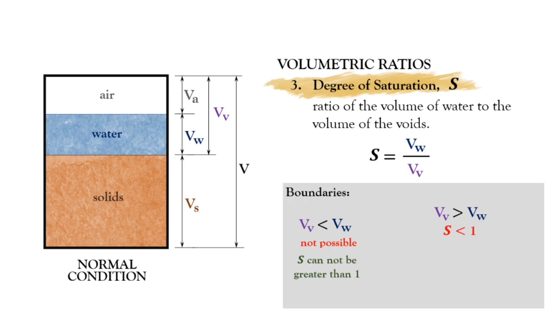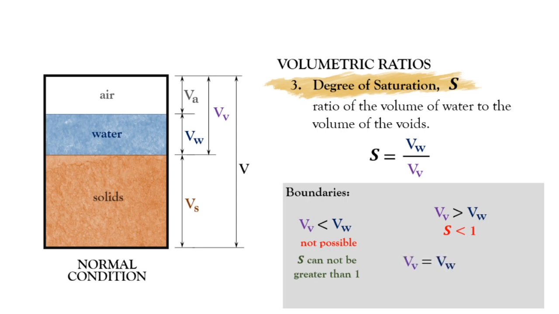At dahil possible naman yan, dahil component lang naman ng voids yung water, so posible or laging mangyayari na yung volume of the voids is greater than the volume of the water. So, that means S is less than 1. So, posible ba na yung volume of water ay equal doon sa volume of the voids?